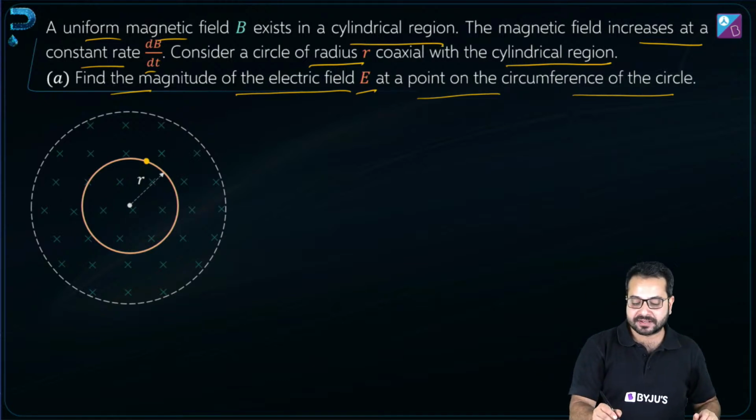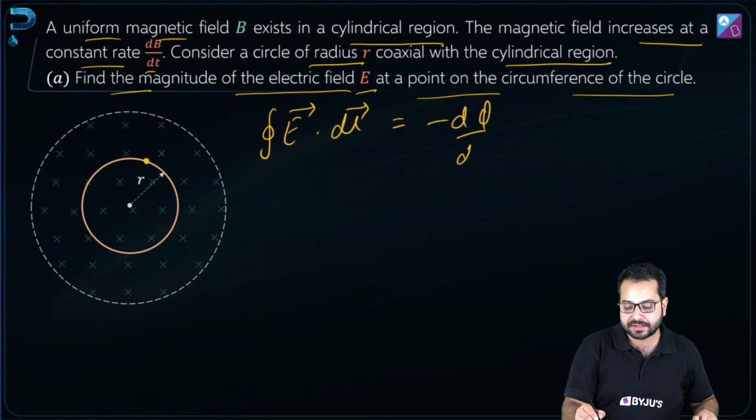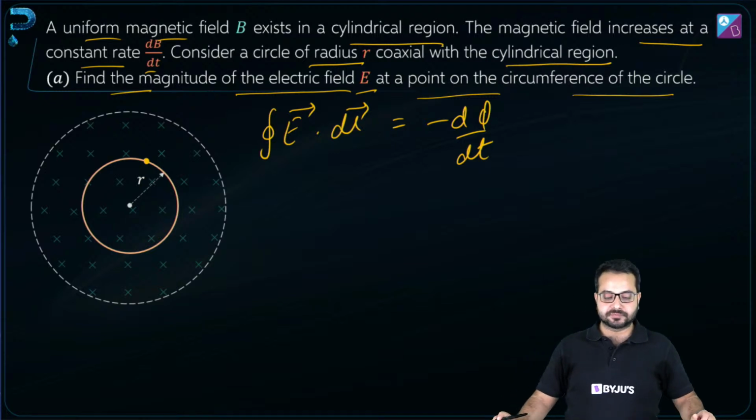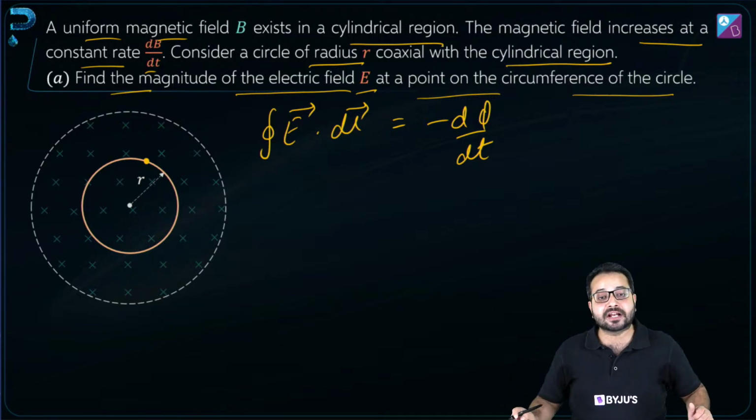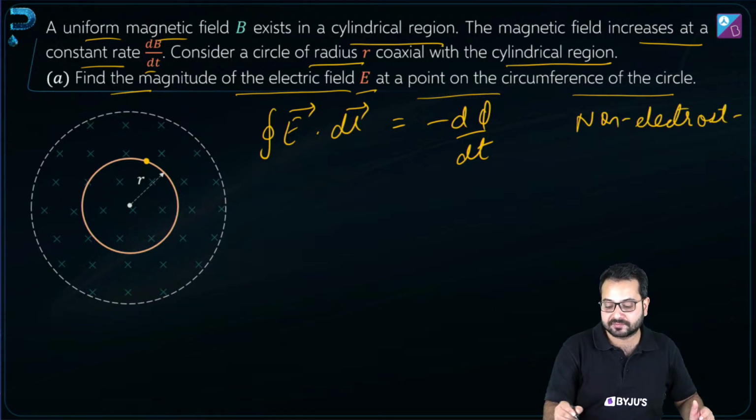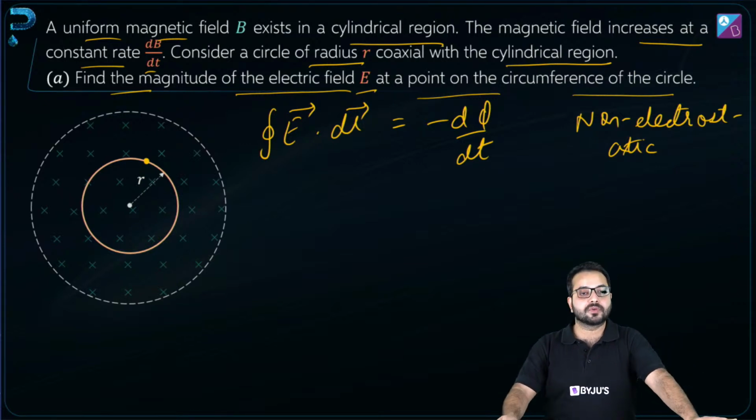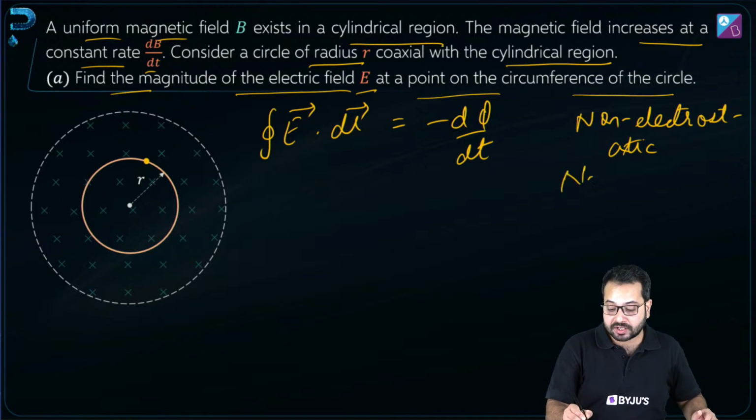And how do we figure that out? The closed integral of E dot dl is equal to minus d phi by dt. Is that correct? The closed integral of E dot dl is equal to minus d phi by dt, and this electric field is called the induced electric field. Absolutely, this is called the induced electric field, and this induced electric field is non-electrostatic in nature. Right? So this electric field is non-electrostatic in nature. It is a non-conservative field.